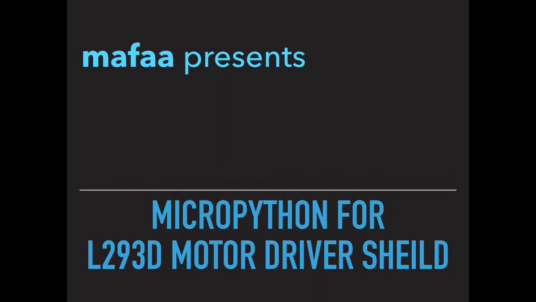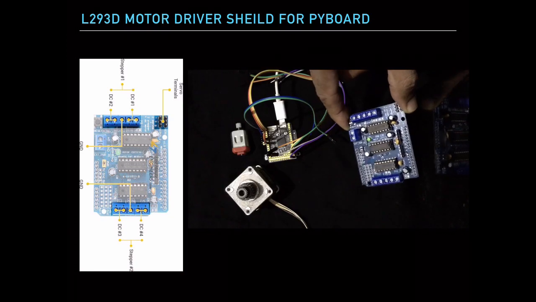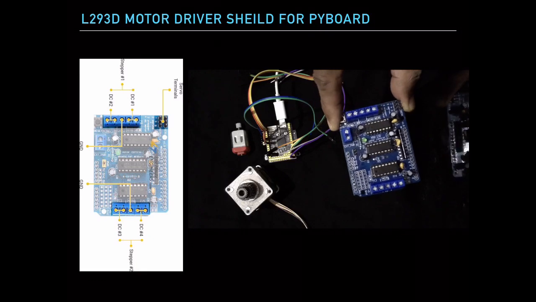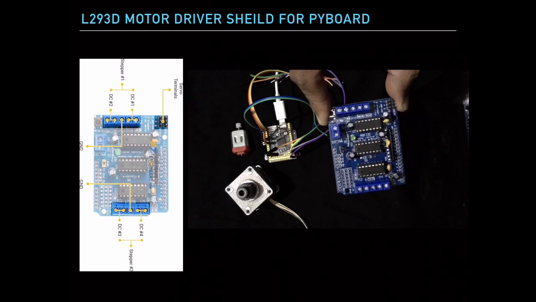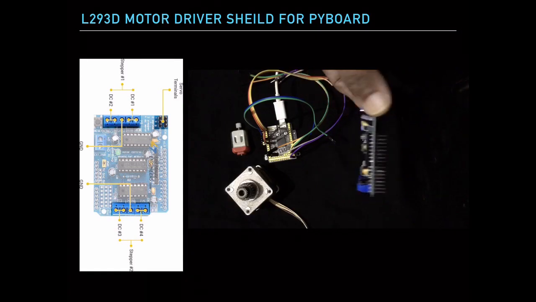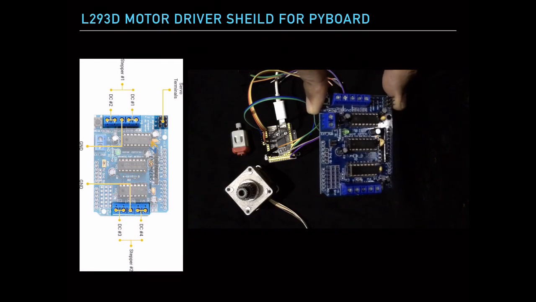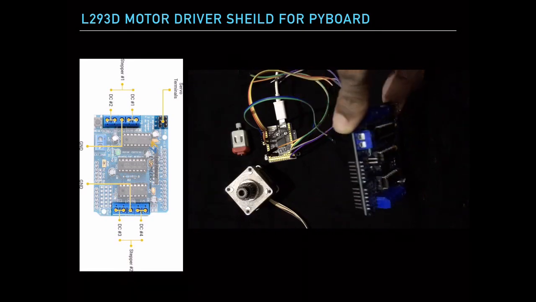And in this episode, we can see how to use the motor driver shield L293D. One of the simplest and easiest ways to control DC motors and stepper motors is this L293D motor driver shield. We are all familiar with this one. So how can we use this one with the PyBoard? Let's see. With this we can control 4 DC motors in a bidirectional way and 2 stepper motors.